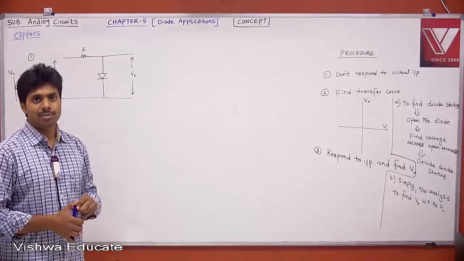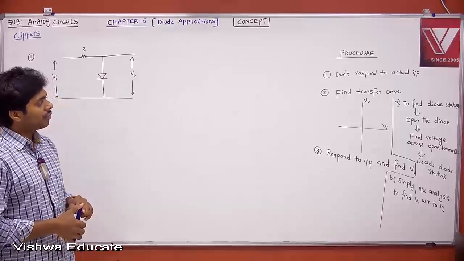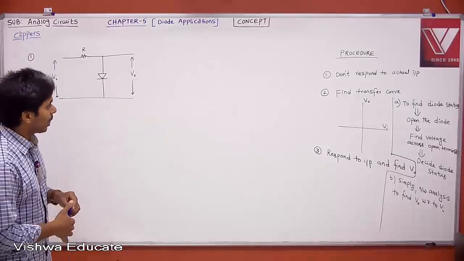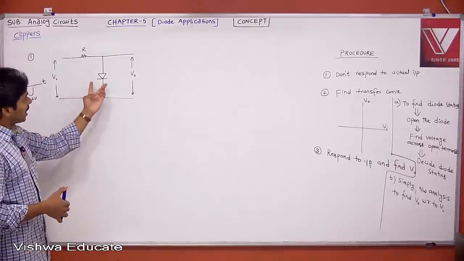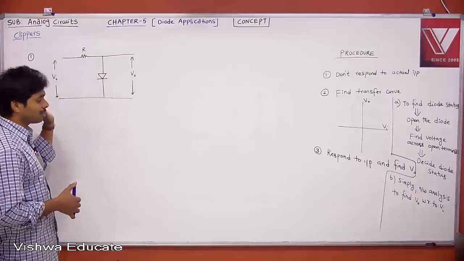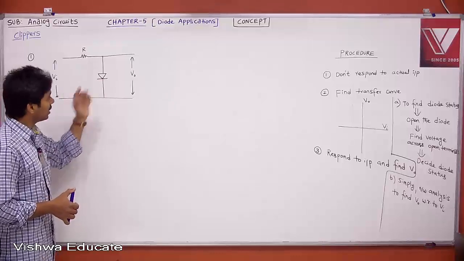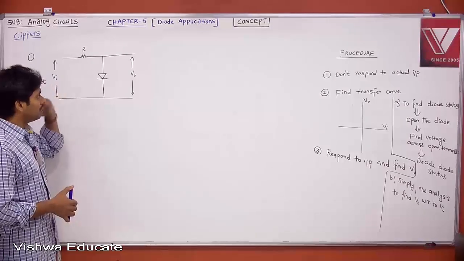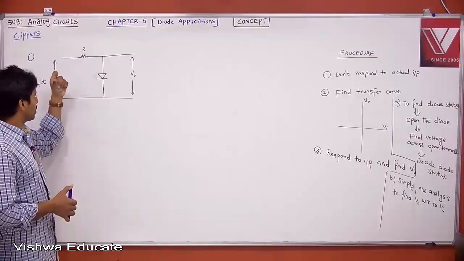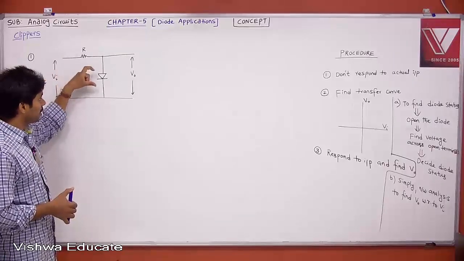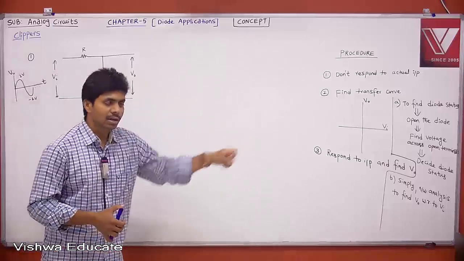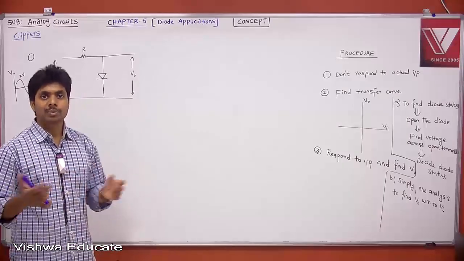And it is a blind procedure. And how to find the transfer curve? Again, I told 2 points. Number one, find the diode status, whether it is on or off for some values of input. How to find the status of the diode? Open the diode, find the voltage across the open terminals, then with respect to your input, for what input your diode is on, for what input your diode is off, we will come to know. Therefore, decide the diode status with respect to your input.